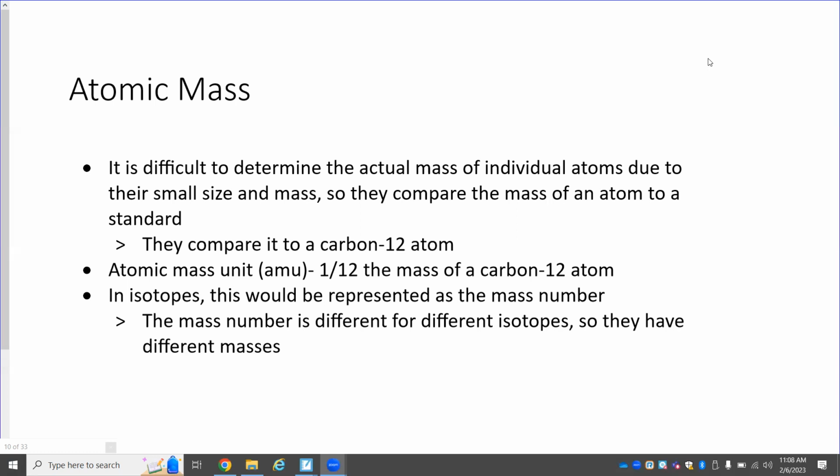With atomic masses, we measure these in atomic mass units, or AMUs. This is equal to 1/12 the mass of a carbon-12 atom. So if you think of carbon-12 as having 6 protons and 6 neutrons, that atomic mass unit is equivalent to 1 proton or 1 neutron. In isotopes, atomic mass is represented as the mass number, which is a whole number. And remember, mass number is different for different isotopes. So different isotopes can have different masses, but remember, they have the same number of protons if they're isotopes of the same element.